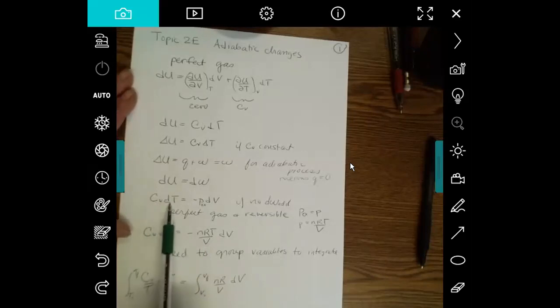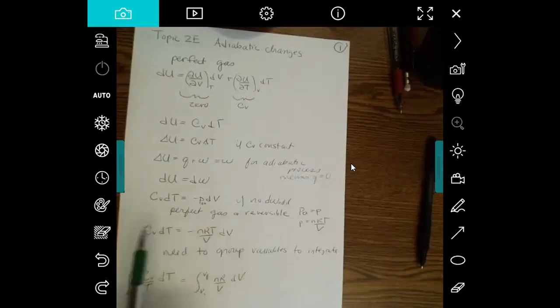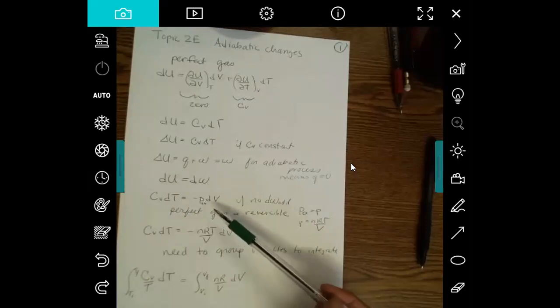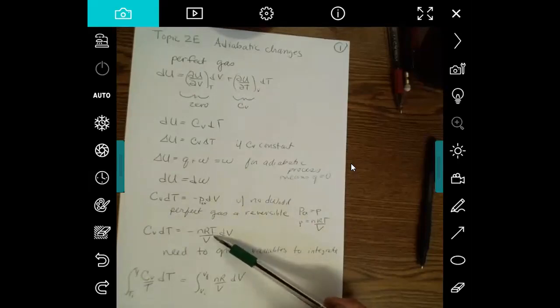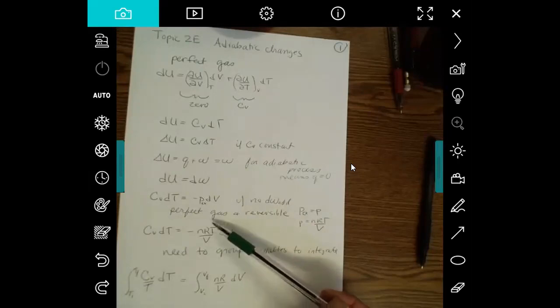So Cv dT can be replaced for dU, and work can be replaced with negative external pressure times dV if there's no additional work. Now we'll think about a very specific situation, a perfect gas and reversible. So we're going to derive this relationship between T and V for a very specific situation. So always, when you look at your equations, make sure you're taking note of when they're valid. So on the right-hand side, I can take P external and replace it with the pressure of the gas. And the pressure of the gas, if it's a perfect gas, is nRT over V, with a negative sign.